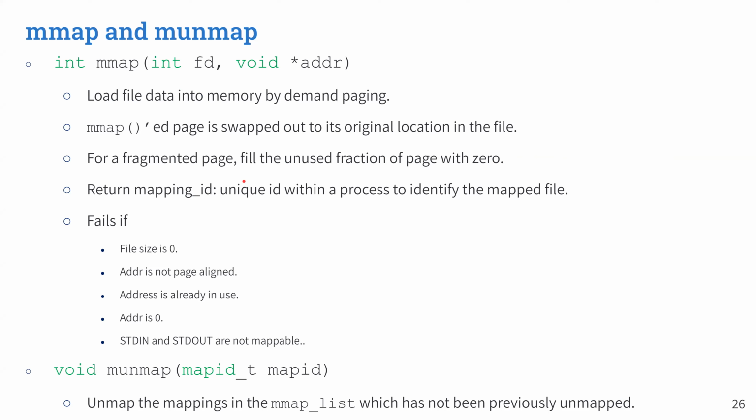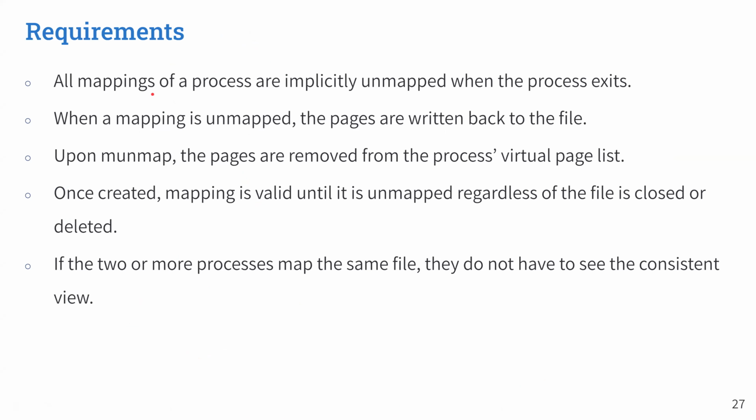And mmap fails if the file size is 0, the address is not page aligned, the address is already in use, the address is 0, and finally, standard input and output are not mappable. So file descriptors 0 and 1 are not mappable. And munmap unmaps the mapping in the mmap list which has not been previously unmapped. So the requirements of mmap are like this.